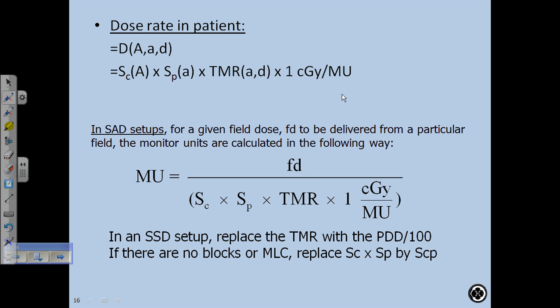So, dose rate in patients. We talked about TMR and SFC and SFP, and then SFCP, right? SFCP is the product of the two. Now let's see how we're going to use it.